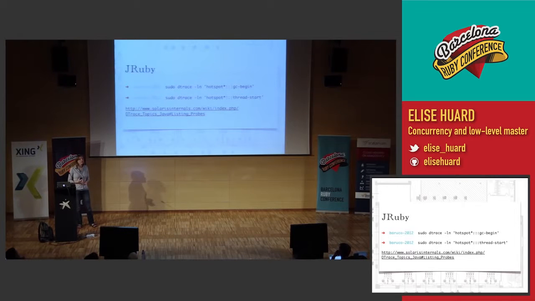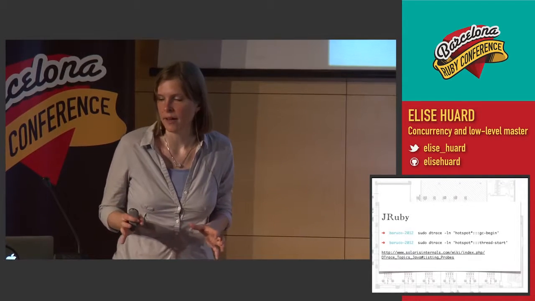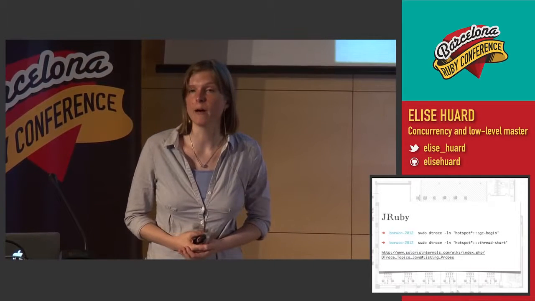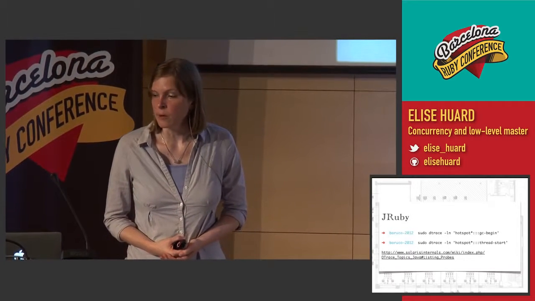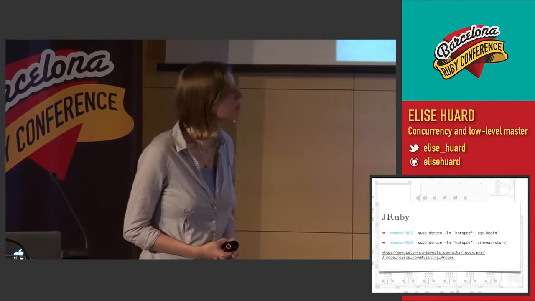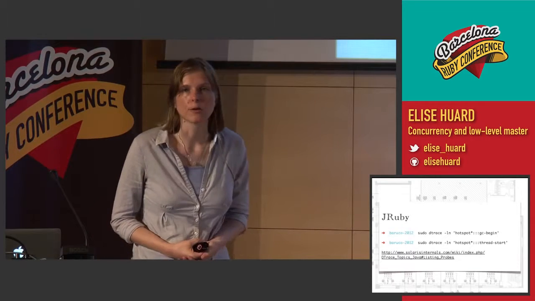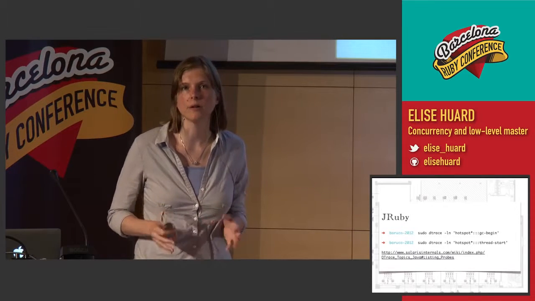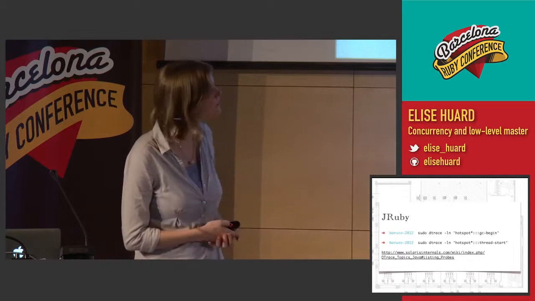So, okay, what about JRuby? JRuby people will be feeling a bit left out by now. It's all very C-ish. But let's remember that the JVM basically also has C and assembler parts. And so if you're really hardcore, if you're really low level, you can actually trace what your JVM is doing, because the JVM has a number of probes inbuilt as well.